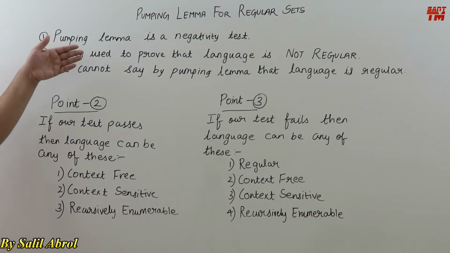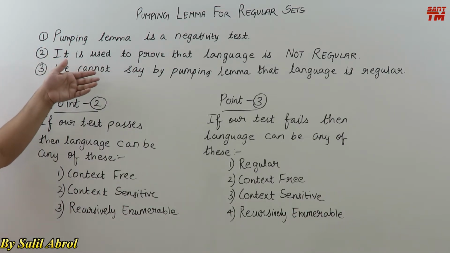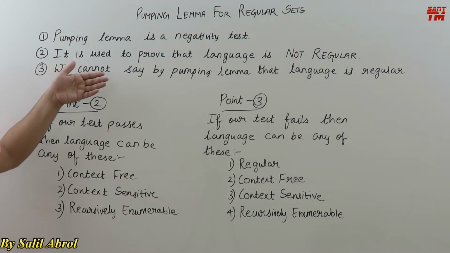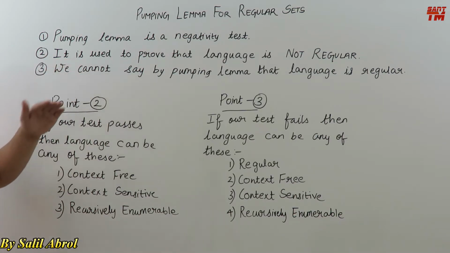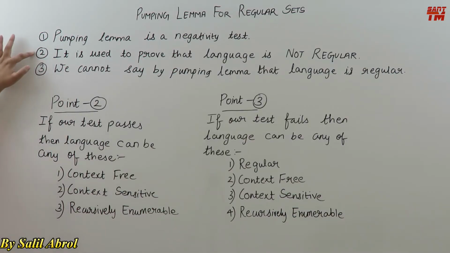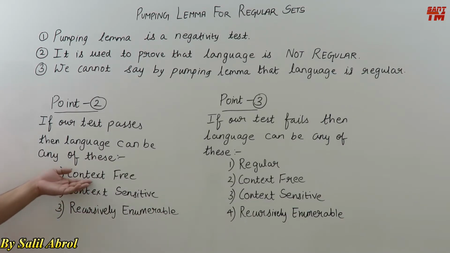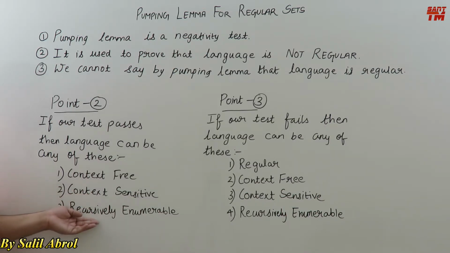If our pumping lemma test, the test to prove that the language is not regular, is passed, that means point 2 is true. If point 2 is true, then the language can be any one out of these 3 categories, because we have proved that the language is not regular. If it is not regular, then it can be either context free, context sensitive, or recursively enumerable language.